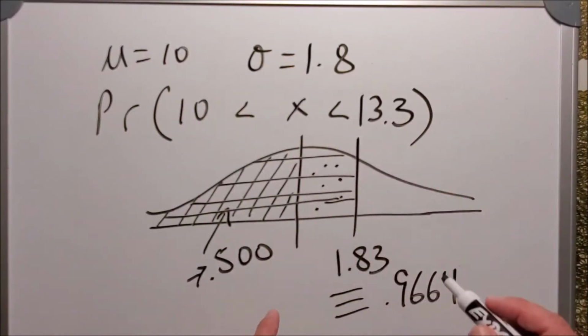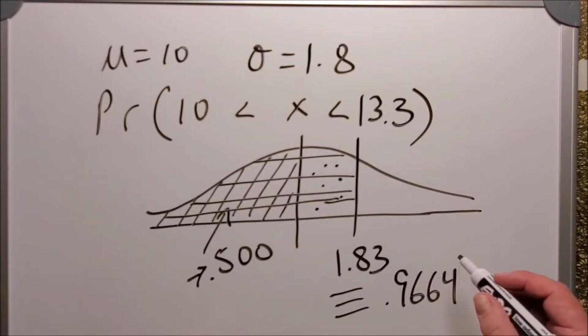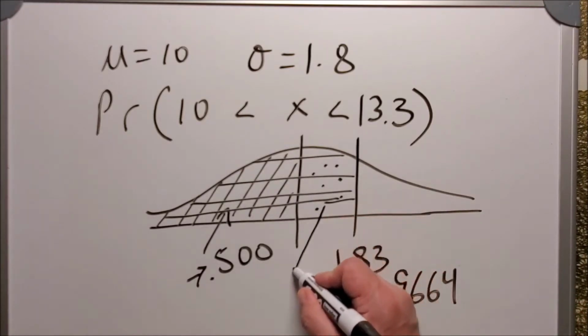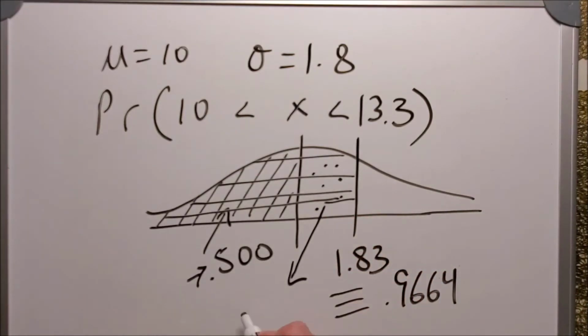That's what I want. So I'm going to subtract 0.5 from 0.9664, and I get 0.4664. So the proportion is 0.4664, or 46.64%. So that's the answer to the first question.